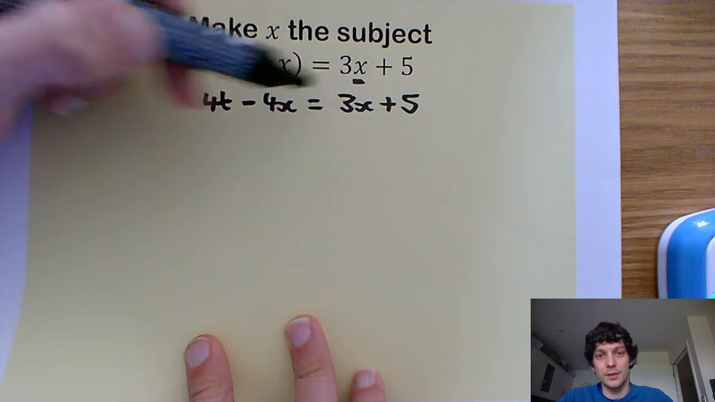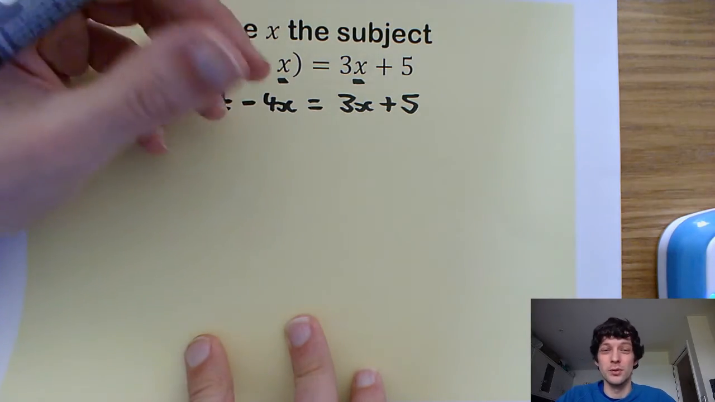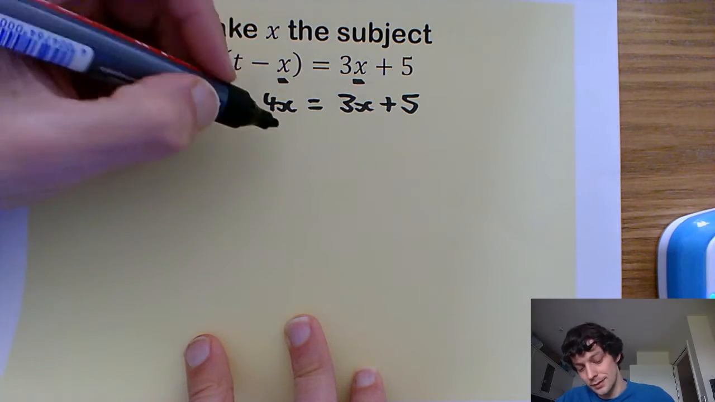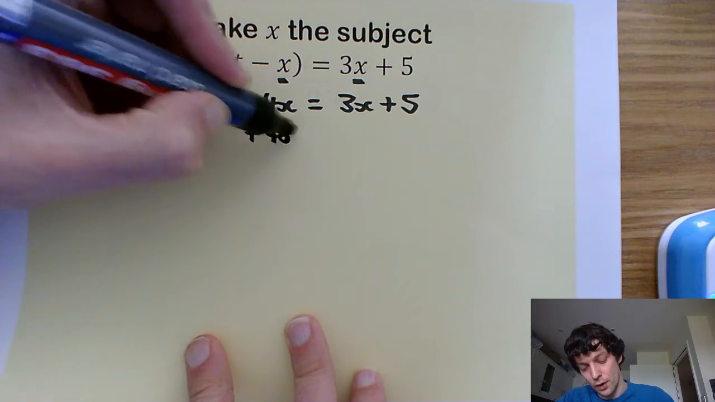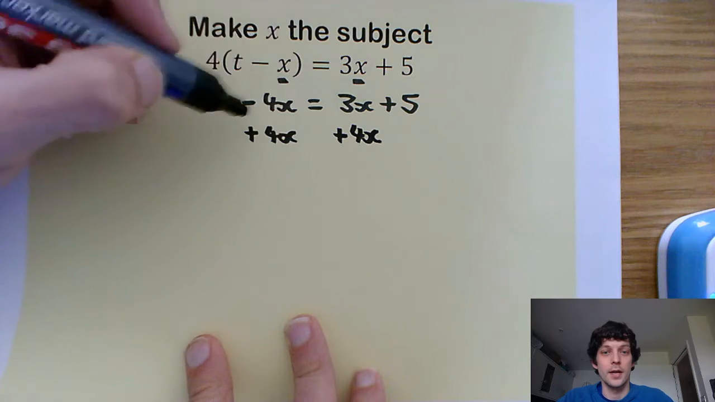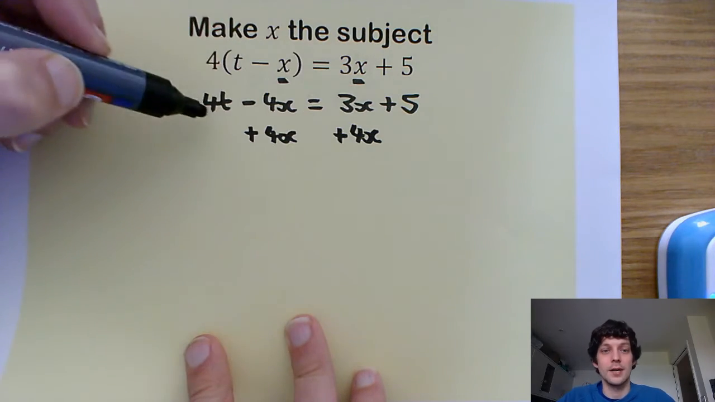So which one to get rid of? The way I usually describe it is getting rid of the smallest, because that gives us a positive coefficient to use. Doesn't really matter in terms of what our answer is, just makes it look a little bit nicer, saves us some more rearranging later on. So I'm going to add 4x to both sides. I'm going to write that underneath the x terms on both sides. So adding 4x to the left hand side and to the right hand side.